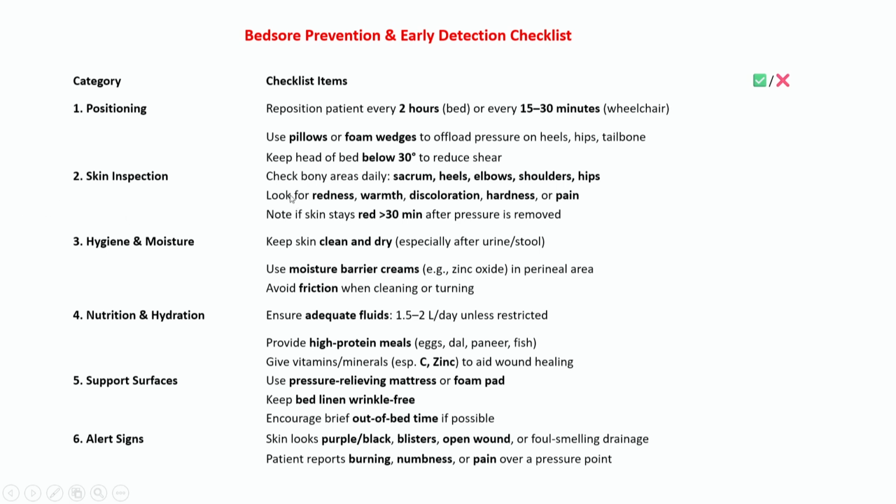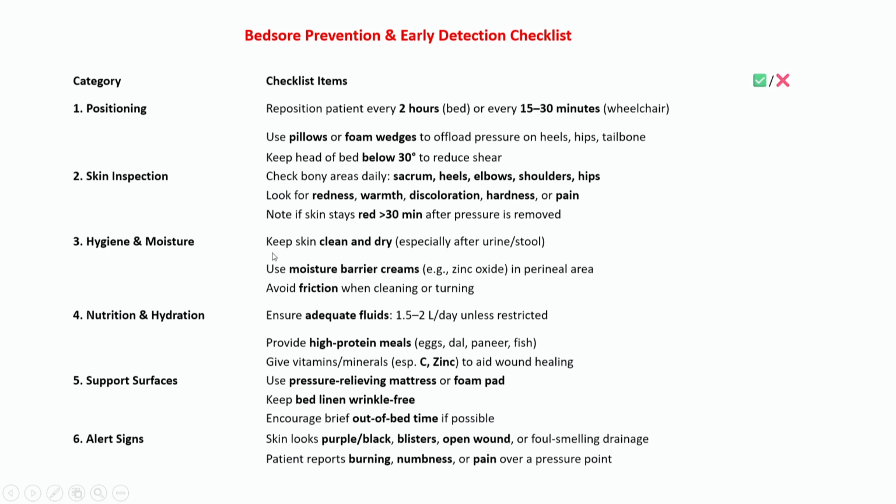Skin inspection. Check bony areas daily: sacrum, heel, elbow, shoulder, and hip. Look for redness, warmth, discoloration, hardness, and pain. And note if the skin stays red more than 30 minutes after pressure is removed. If yes, it is problematic. If no, then it's fine.